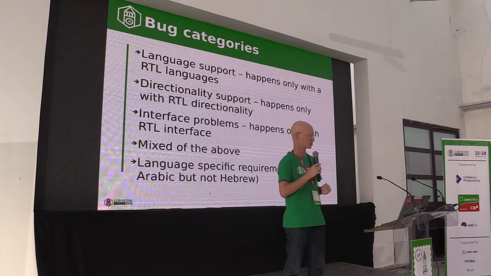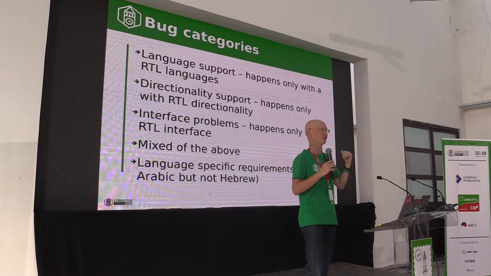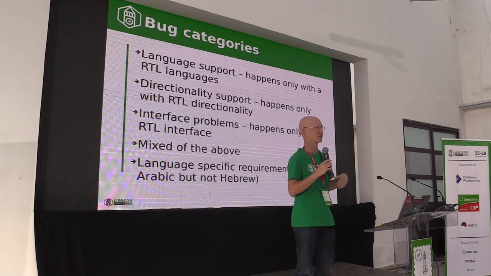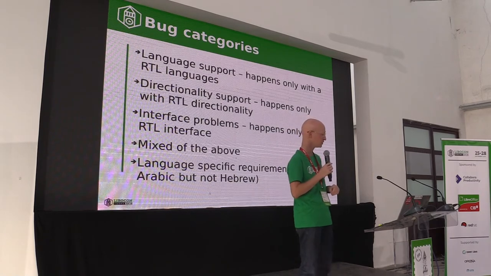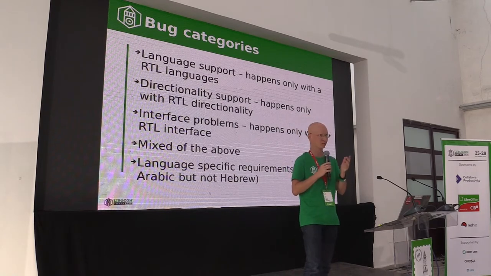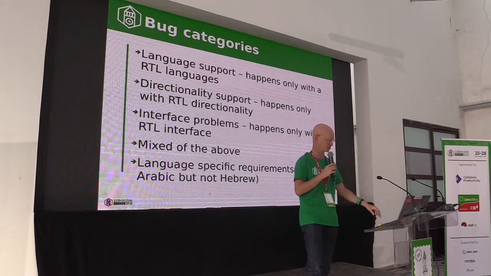There are some bugs which are specific to just one language. As I showed you, sometimes Arabic has other problems than Hebrew because it's a little bit more complicated with the connected words and fonts. That's why we separate things into different metadata, which I'll show you next.